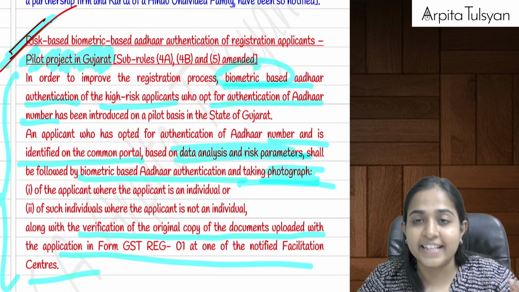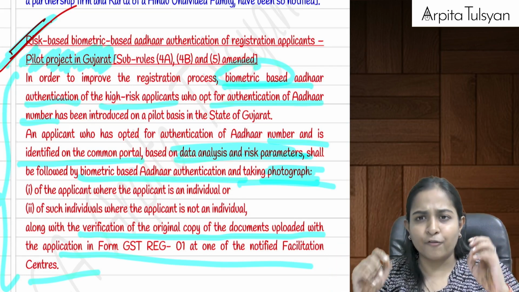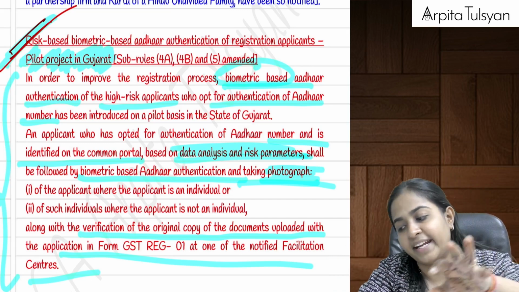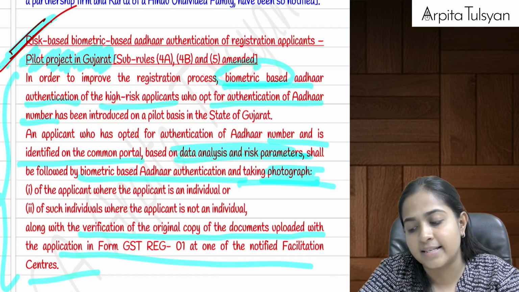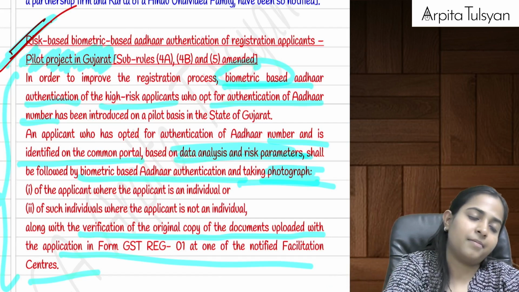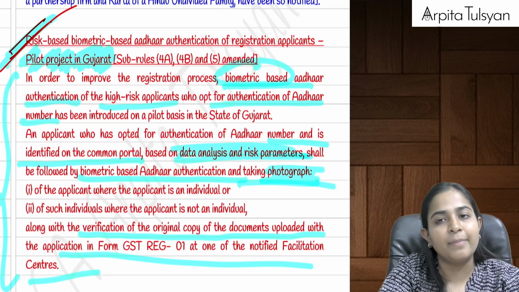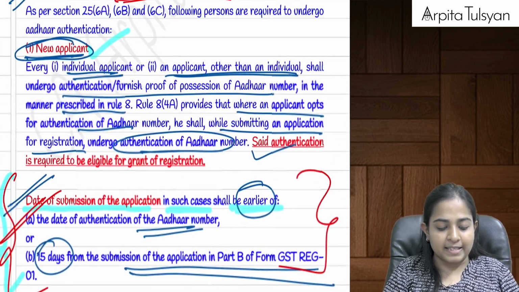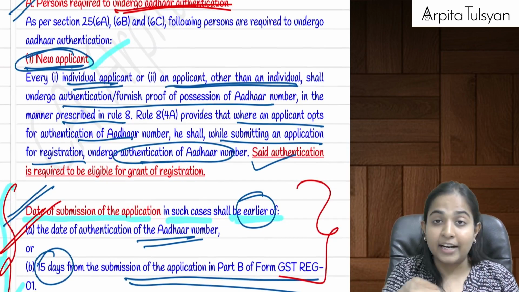He will have to go to the GST facilitation center along with his original documents, photographs, and whatever documents are prescribed. All those things will be taken to the facilitation center, and there, by way of checking his biometric authentication, the application process will be completed, and later on the acknowledgement will be issued to such a person. Are you clear with this? Okay, so this is the process. This is the process of this 7 days, and all this calculation is done from this particular date.